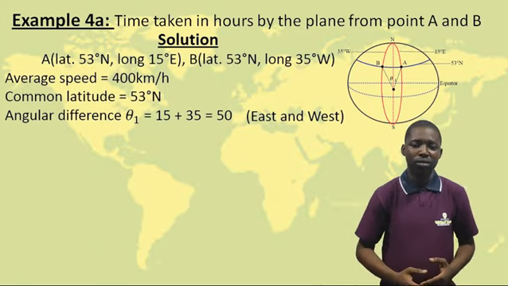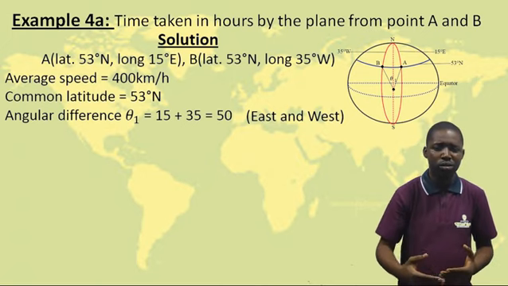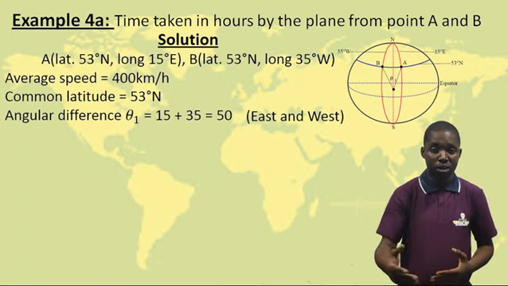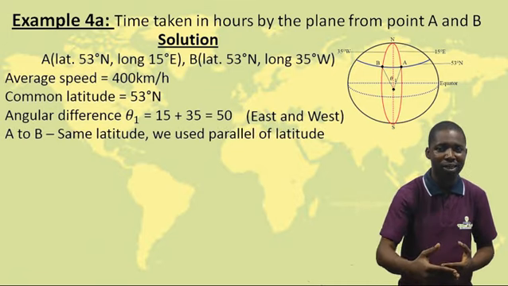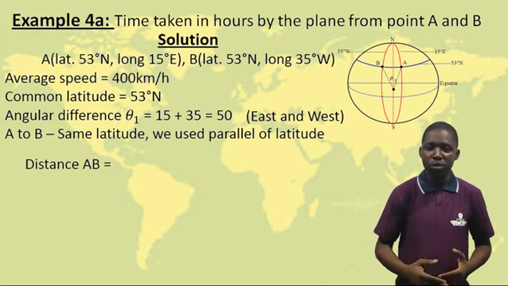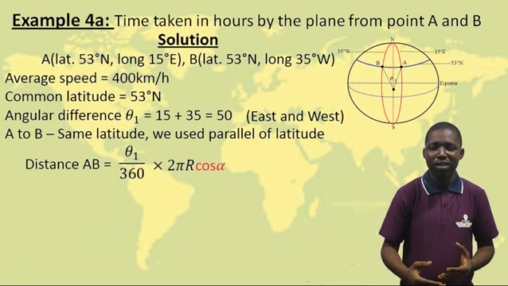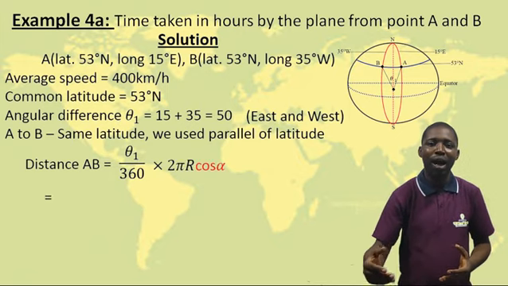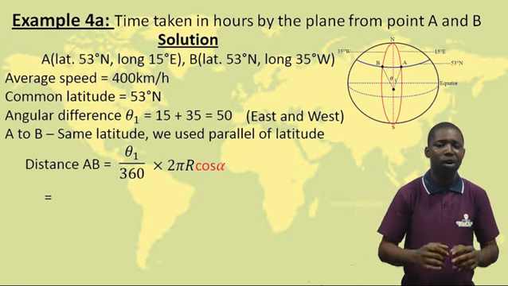So distance now. Which formula are we using? Is it the one for parallel latitude or parallel longitude? In this case, it is parallel latitude. Remember, we said we have a common latitude, the same latitude of 53 degrees north. So we use the formula distance equals theta over 360 times 2 pi r cos alpha. I'm adding cos alpha because of the common latitude.